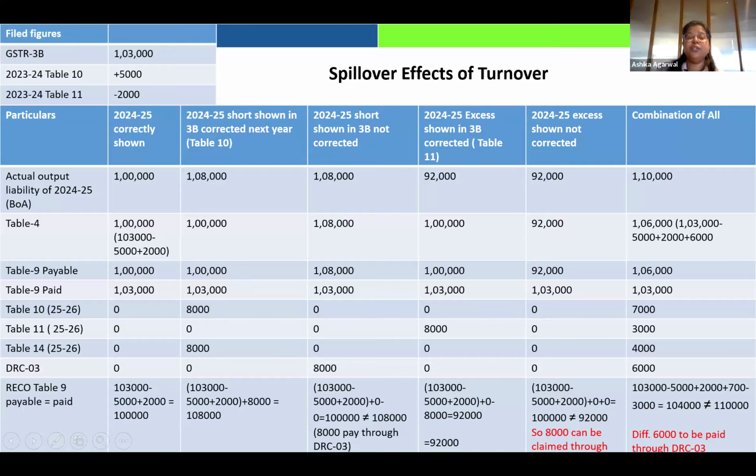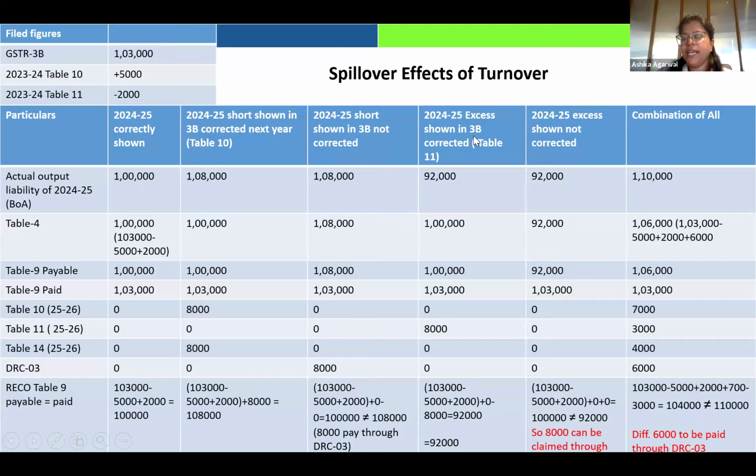But in totality, when we do our GSTR 9C reconciliation, this mismatch will not happen. The reason being, it will take the impact of tables 10 and 11 in our 9C. Now another example: 24-25 short shown in 3B and not corrected. In the earlier example, we said we corrected in the next year, that's why we reported in table 10. Here we are saying we have not corrected. If we have not corrected, then we have to pay through DRC-03 only. So the same reporting goes, the only change is that instead of table 10, here DRC-03 of 8K came.